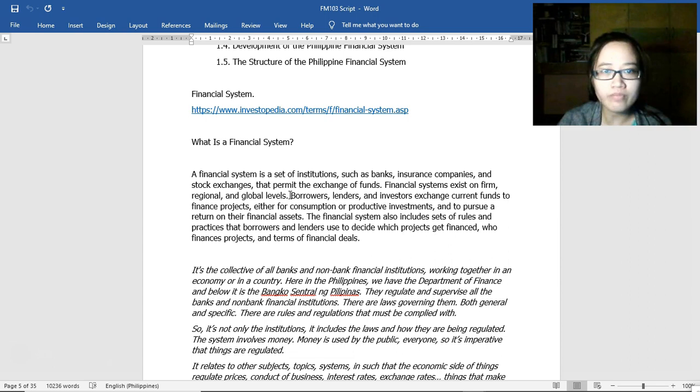Okay, so borrowers, lenders, and investors exchange current funds to finance projects, either for consumption or productive investments, and to pursue a return on their financial assets. Okay, so we have basically players here. We have the lenders, the people who have excess cash. We have the intermediary, the financial institutions, wherein these people put their money into.